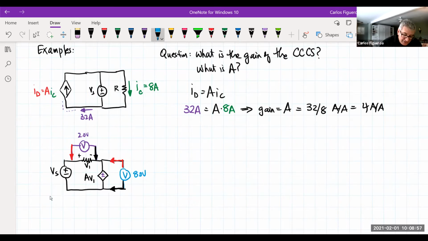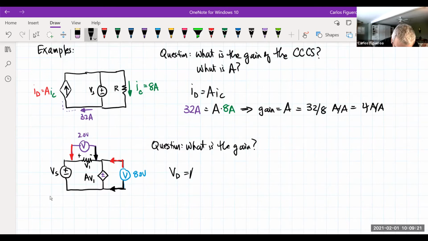So when I look at this thing here, the question is, again, what is the gain? Well, for starters, you can see that I'm taking my voltmeter and measuring the voltage across the source. So the voltage across the dependent source must be A V1. But that value must be 8 volts because, just as in the previous example, there are only 2 nodes across that voltage source.